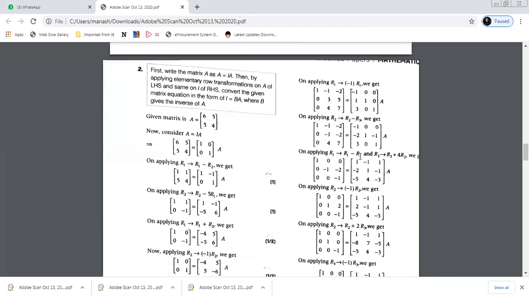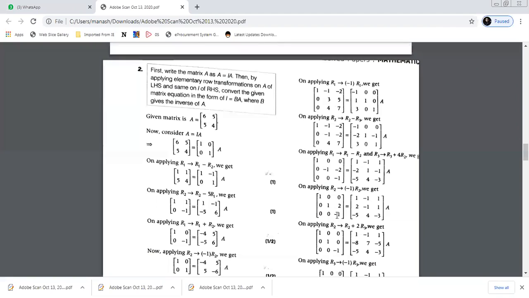Clear? Now see, after you get this one, we multiply row 2 by -1, so that this element becomes equal to 1. So what you got? 0, 1, 2. Here we also multiplied by -1, so you got 2 minus 1, 1. Clear? 2 minus 1, 1.